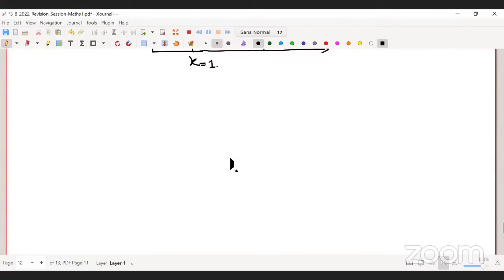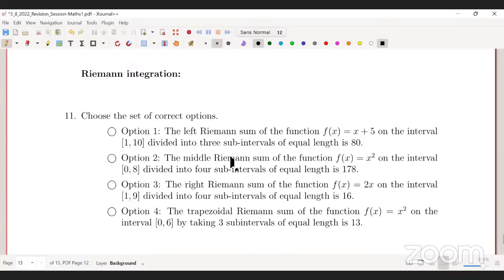Okay, let me go to Riemann integration. I'm not going into the theory of Riemann integration, otherwise it will take a lot of time. Let me solve a few questions related to Riemann integration.